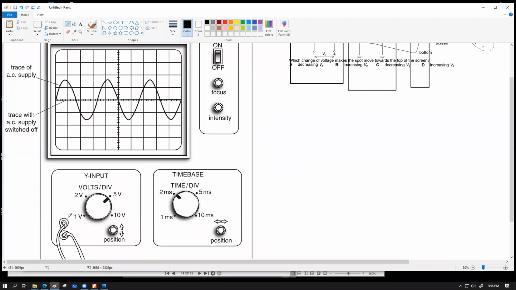So in this case, whenever we have the time base off, as in the third row, we only have a vertical line, because this vertical line movement was fed into the CRO because of the change of the main signal, since the signal itself was an AC supply. That's why it was going in the positive axis, in the negative axis, and so on.